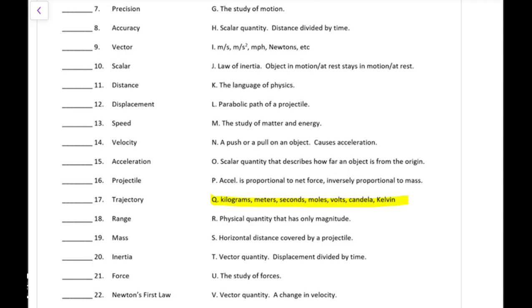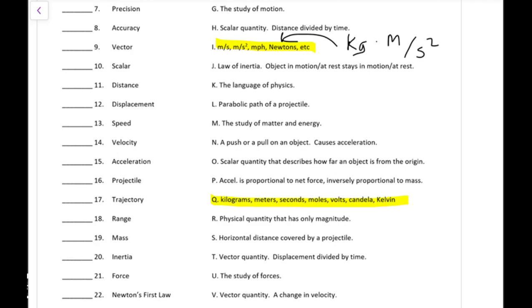So things like meters per second squared, miles per hour, or newtons. All of these are made up of other units. So for example, newtons is made up of a mass, kilograms, times meters per second squared. So you can see that within newtons, there's actually three fundamental units: kilograms, meters, and seconds. And so that's what makes that a derived unit as opposed to a fundamental unit.